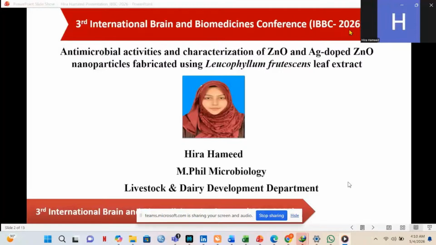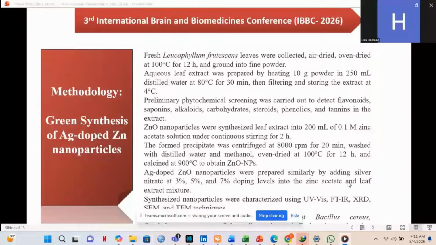Here is the methodology of my research. I took fresh Leucophyllum frutescens leaves, air dried and oven dried them at 100 degrees centigrade for 12 hours, and ground them into a fine powder. Then I prepared the aqueous leaf extract. I used 110 grams of powder in 250 ml of distilled water at 80 degrees centigrade for 30 minutes, then filtered it with filter paper number 1 and stored the extract at 4 degrees centigrade. Then phytochemical screening was carried out to detect flavonoids, saponins, alkaloids, carbohydrates, and other tests.